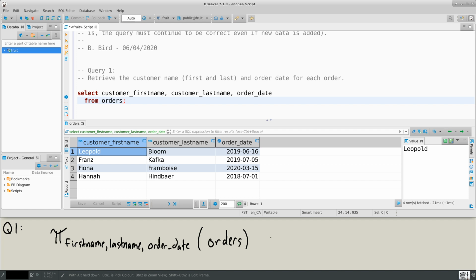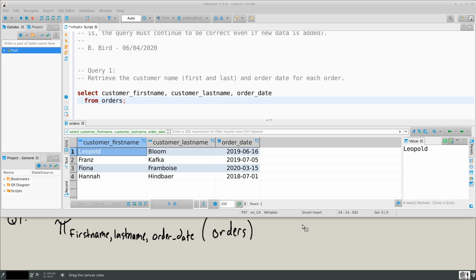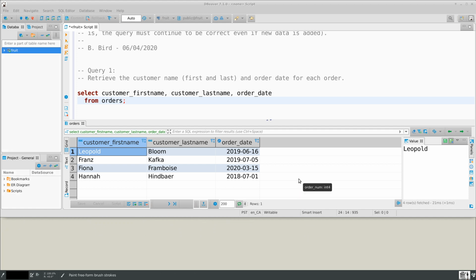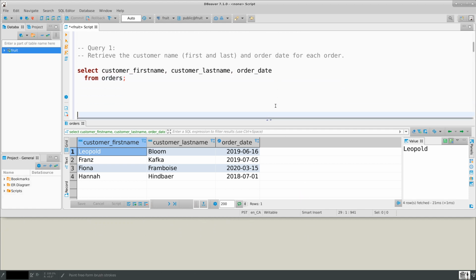And in this case, I didn't do much work in terms of relational algebra either. I just did a projection. I just eliminated some columns. So we'll just get that out of there. And then up here, we'll scroll down to query number 2.